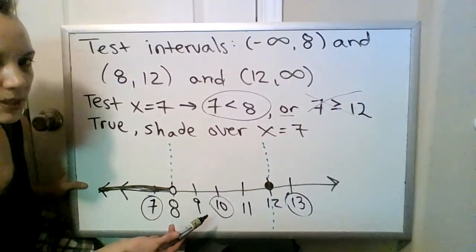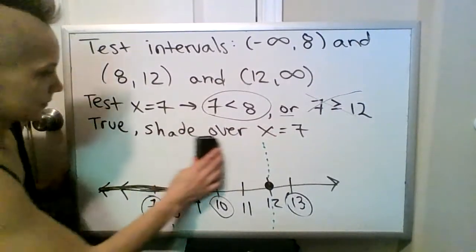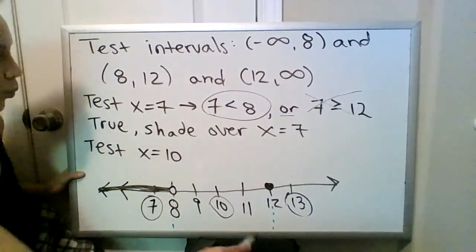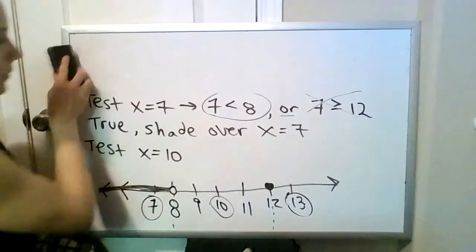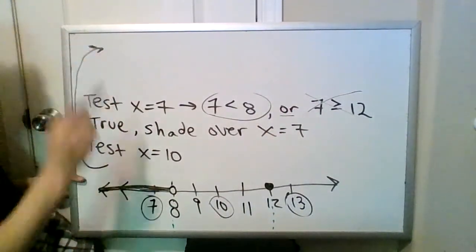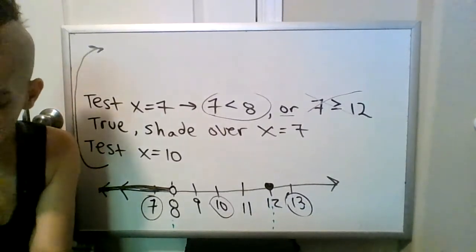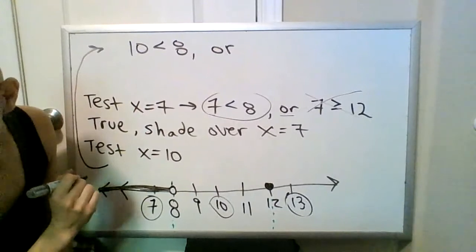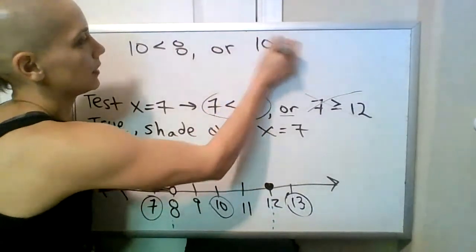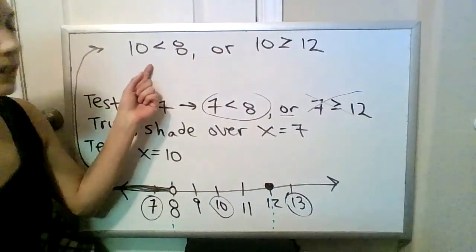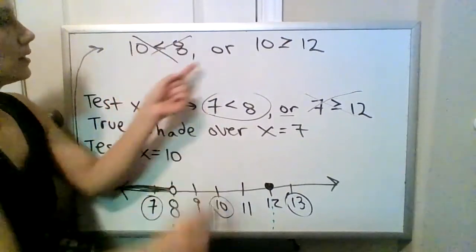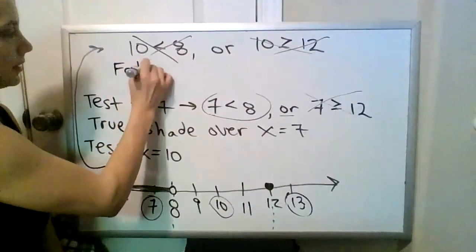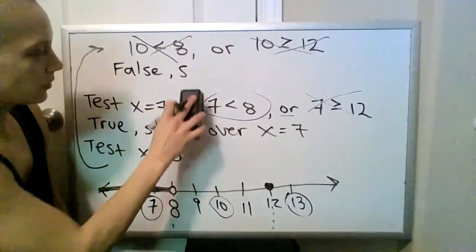Then we're going to test x equal to 10. So checking out the instructions, is 10 less than 8? Or is 10 greater than or equal to 12? Less than 8, it's false. 10 greater than or equal to 12, false. This is false. Do not shade over that point.